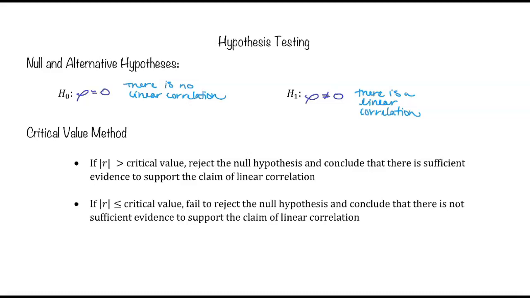If the magnitude of R, or the absolute value of R, is greater than the critical value, we reject the null hypothesis and conclude that there is sufficient evidence to support the claim of a linear correlation. But if the magnitude of R, the size of R, is less than or equal to the critical value, we fail to reject the null hypothesis and conclude that there is not sufficient evidence to support the claim of a linear correlation.